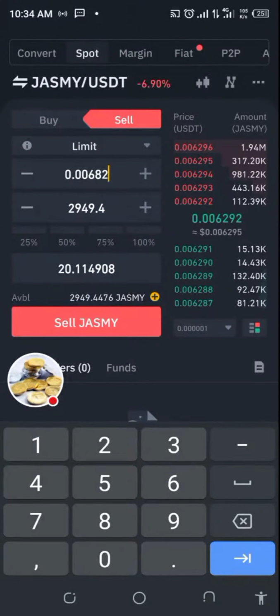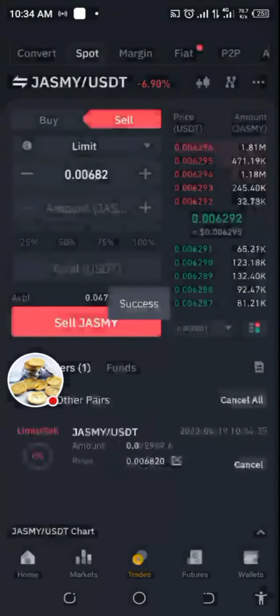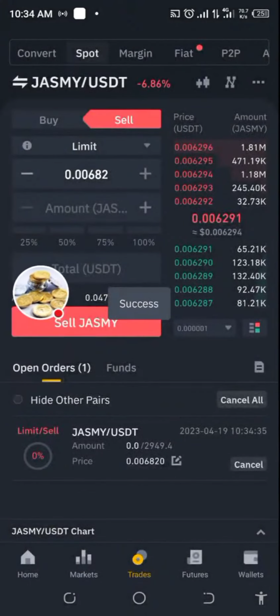If for any reason I see that it's getting close to 6.8, but it's not going to 6.82, I will come back and then we'll see how we go about it. So let me just click on sell JASMY. So we're in the queue right now. Okay, we're in the queue.